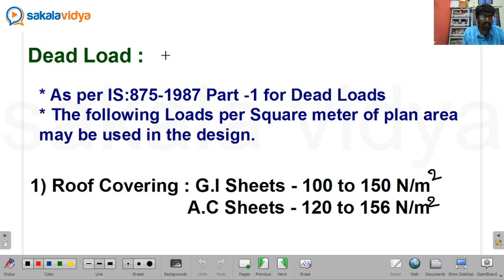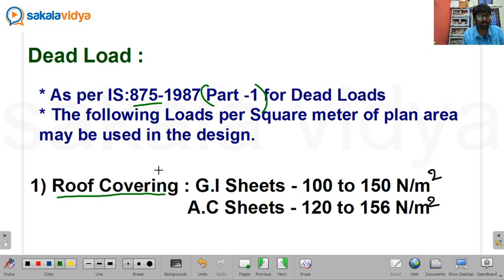Dead load, as I told you in our previous session, is nothing but the self-weight of the structure. As per Indian Standard 875 1987 part 1, which is useful for designing of dead load, the following are the loads per square meter of plan area that may be used in design. These values were obtained from our code book, that is IS 875 1987 part 1.